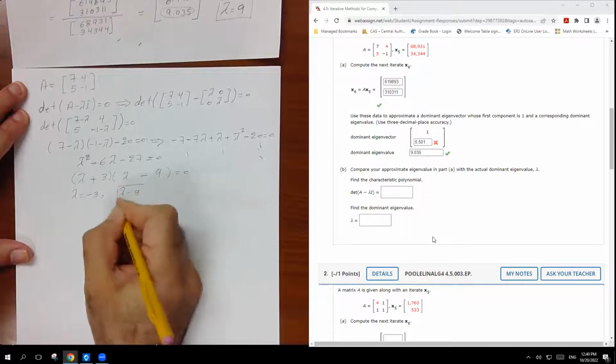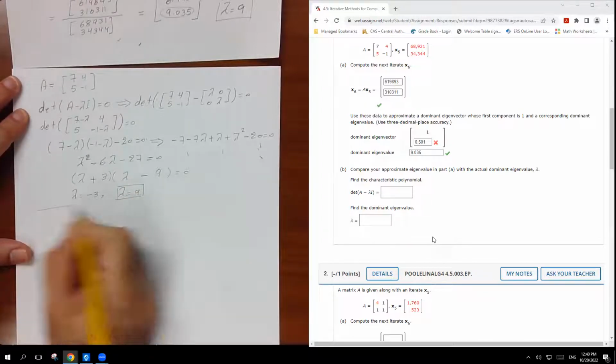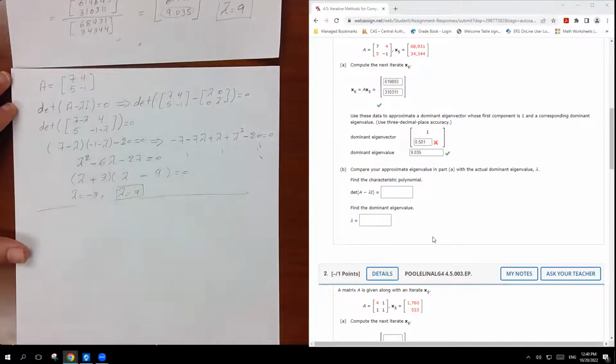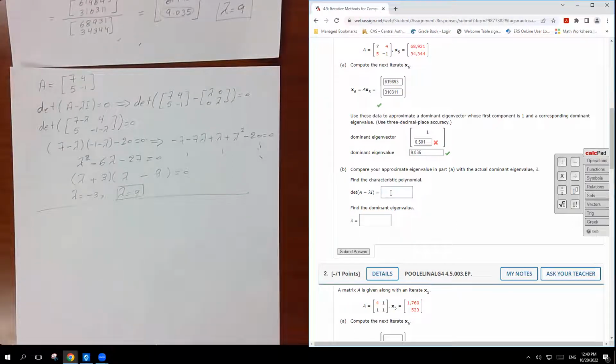So the dominant lambda here is 9. That's what we have to type in the next part, which checks the characteristic polynomial: lambda squared minus 6 lambda minus 27 equals 0. And the dominant eigenvalue is going to be lambda, which is the highest eigenvalue.